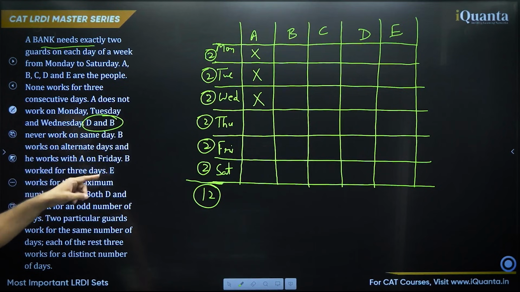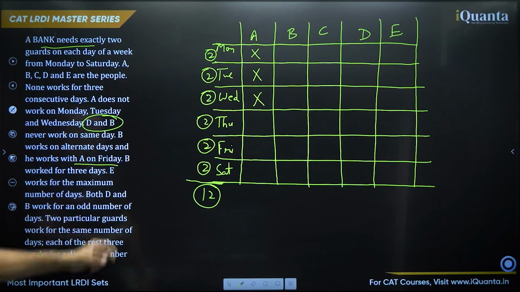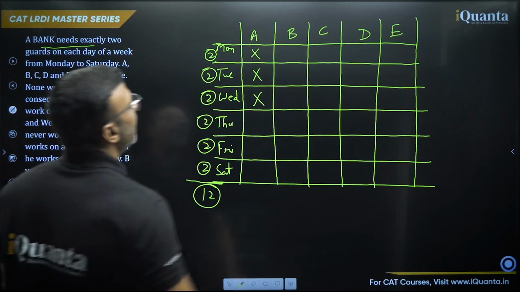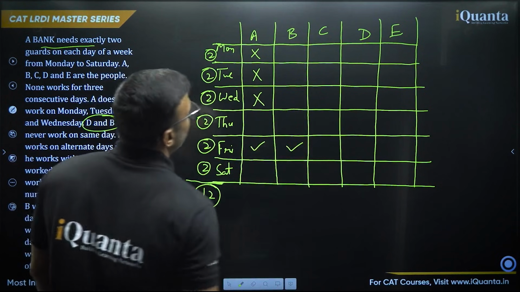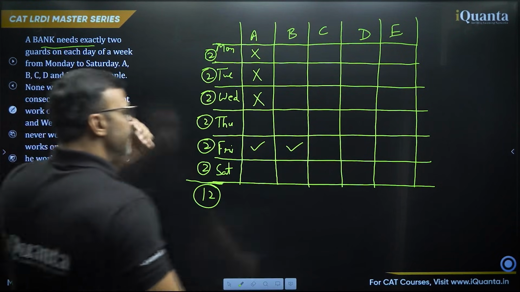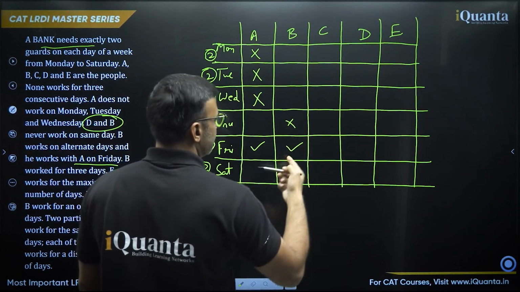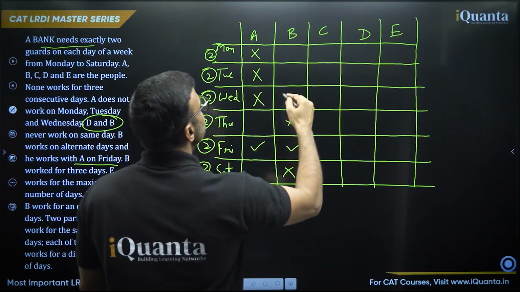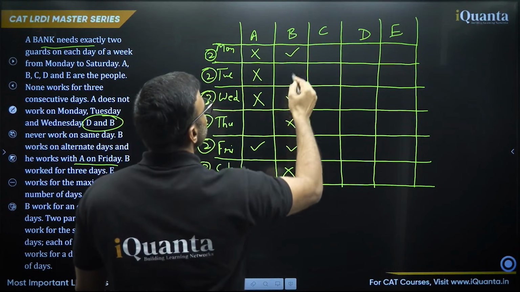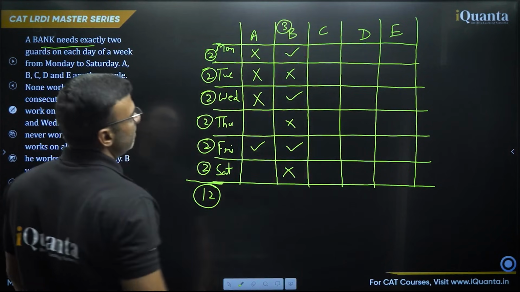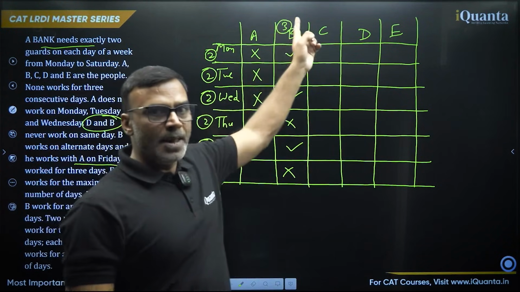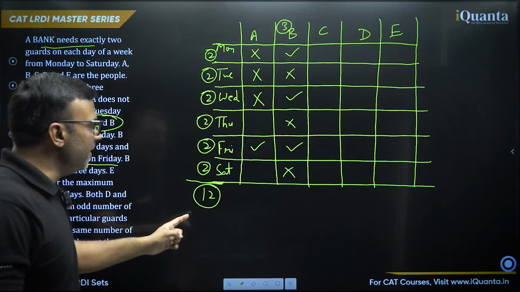B works on alternate days and he works with A on a Friday. So both A and B are working on Friday. Also B works on alternate days, so he cannot work on Saturday, cannot work on Thursday. Alternate days means Friday, Wednesday and Monday. So clearly B is working for 3 days. You see the total number of attendances of B is 3. The overall total number of attendances should be 12.